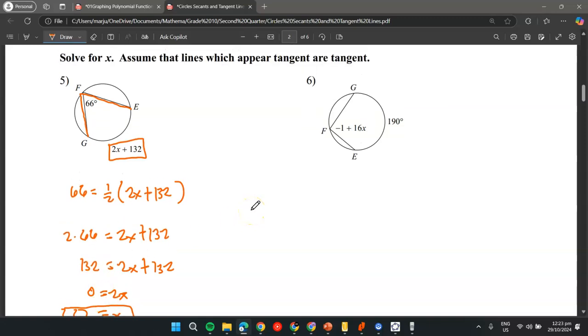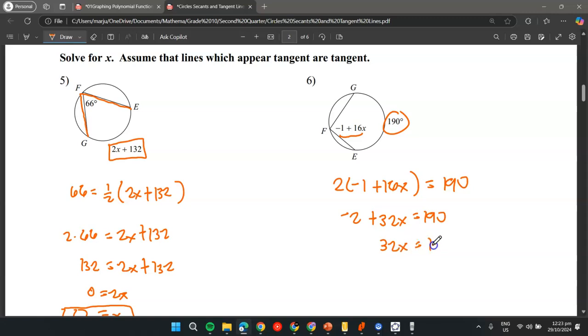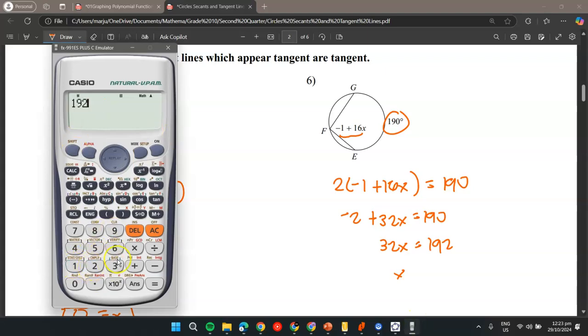Let's do number 6. The same thing. Again, this is 1/2 of this one, so I'm going to do twice of that. 1 plus 16x, that is equal to 190. I'm going to get negative 2 plus 32x equals 190. 32x is equal to 192. And x will be equal to how much? 6, I think. Let me just get the calculator. 192 divided by 32. That is 6.